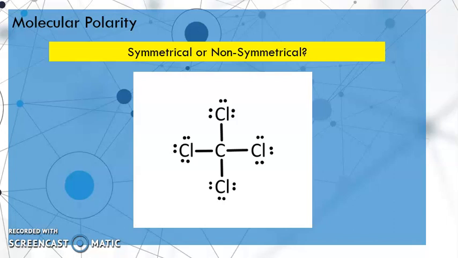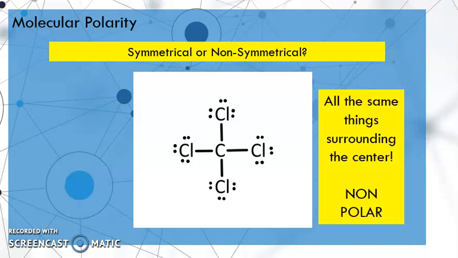First, again, I want to take a look at the central atom, in this case, the carbon. And take a look at what's actually attached to that carbon atom. I have 4 chlorines bonded. It's all the same stuff all the way around. In this case, because it's all the same things surrounding the center, I would not only call this molecule symmetrical, but it's also going to be nonpolar.